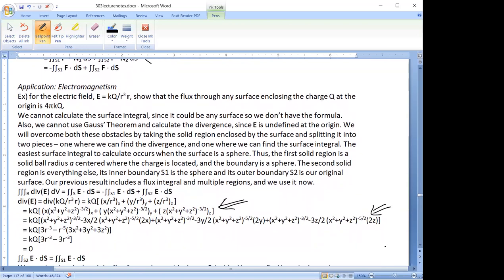So knowing that, that tells us that since the divergence is 0, the two surface integrals, we can solve it around, and therefore we know 0 equals negative of the first double integral plus the second double integral. Therefore, the double integral over S2 of E dot dS equals the double integral over S1 of E dot dS.